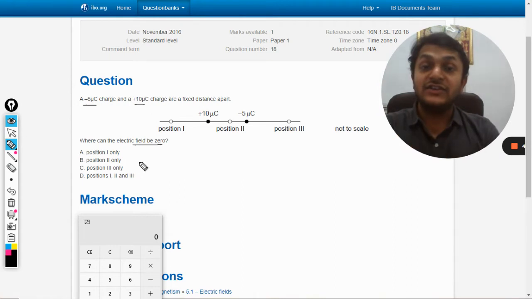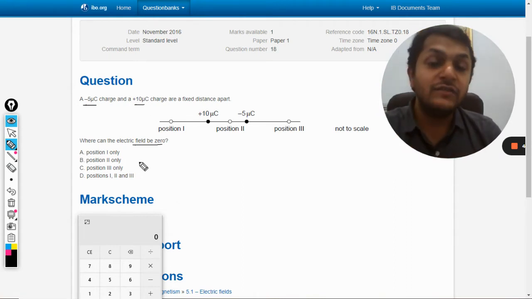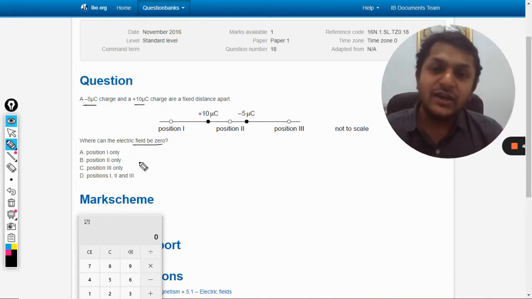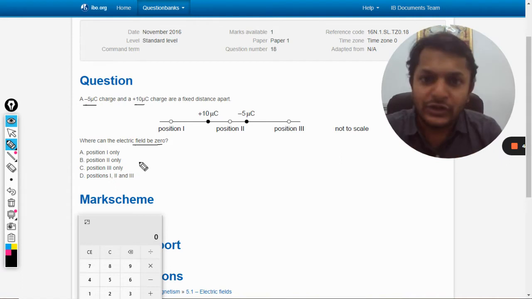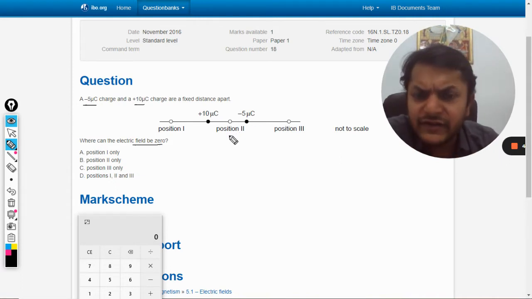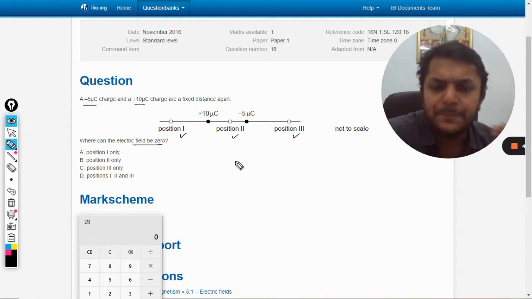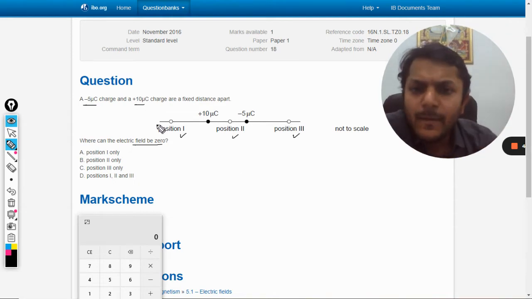They are just asking you about the zone. They're not even asking you the distance at which. They are not asking you to tell the precise position where the electric field is zero. They are just asking you the zones. And they have divided this thing into three zones: position 1, position 2, position 3. So let us see.